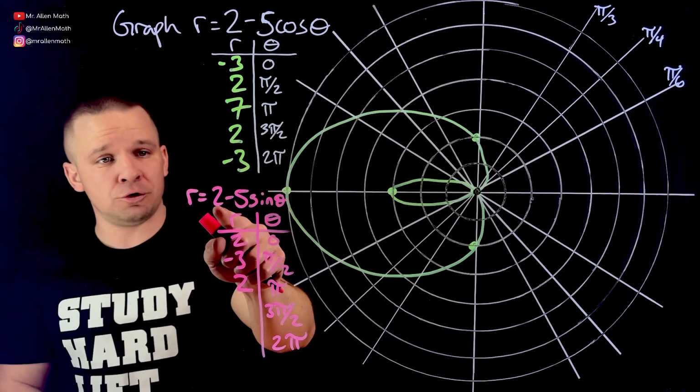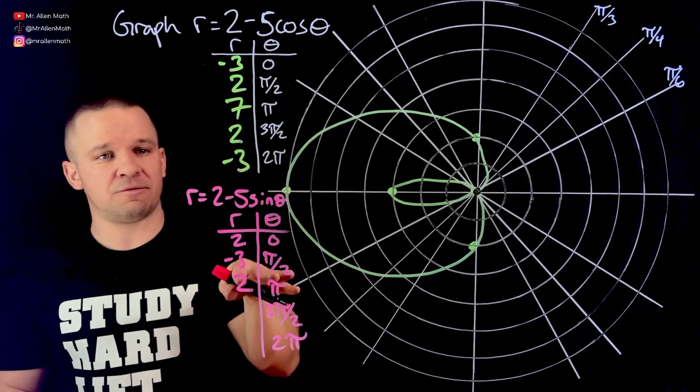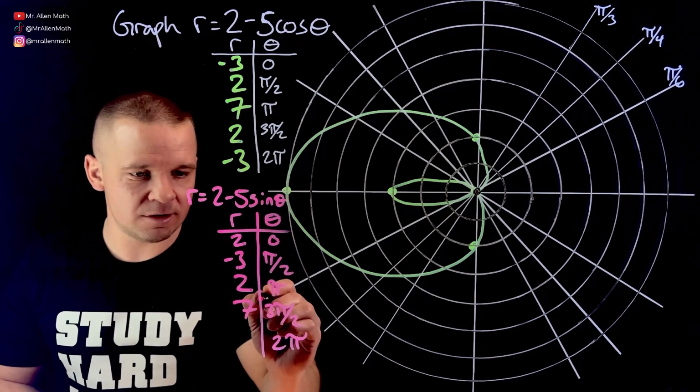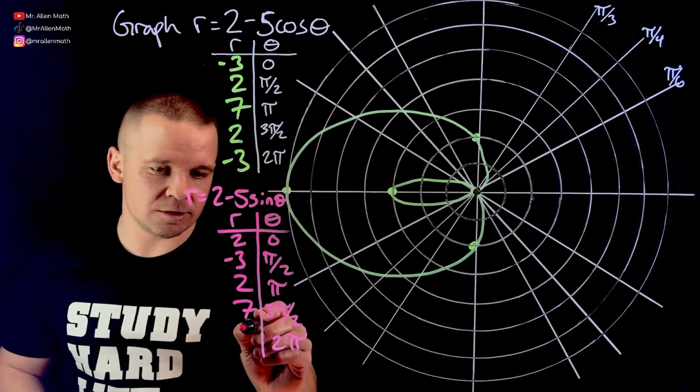Sine of 3 pi over 2 is negative 1. So now I have 2 minus 5 times negative 1. Negative 5 times negative 1 is positive 5, plus 2 is 7. And then we're back at 2 pi. Sine of 2 pi is 0, and 2 minus 0 is just 2.